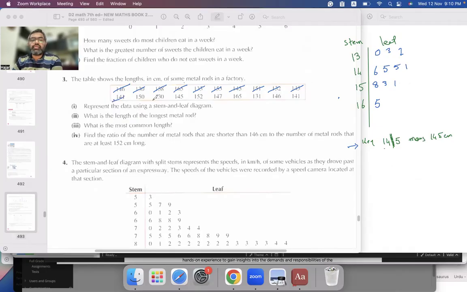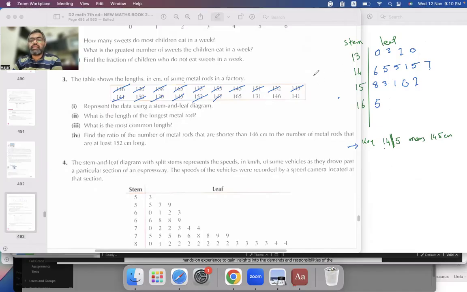Right now it's not sorted. At the end, we are going to sort these. 150, 130, 0 comes here. 145, so we put 5 over here. 152, so let's put 2 over here. 147, so 7 comes here.